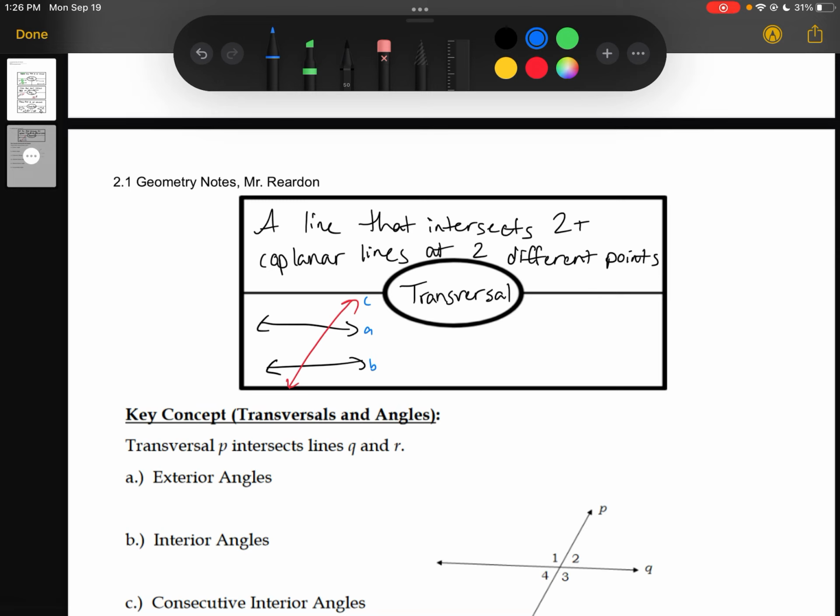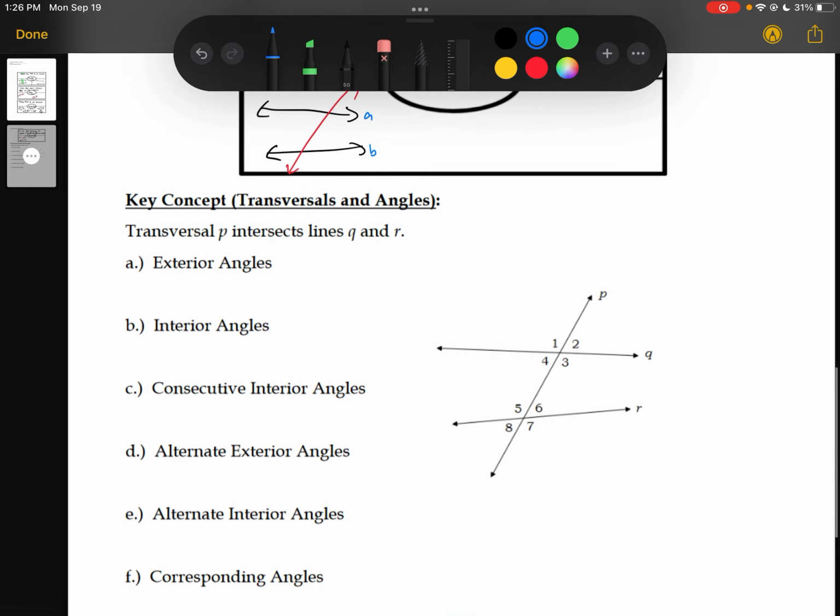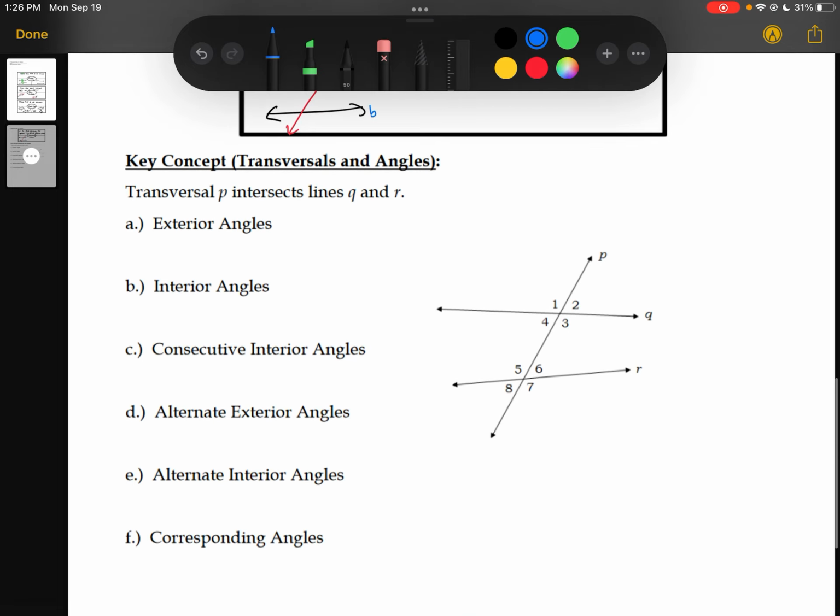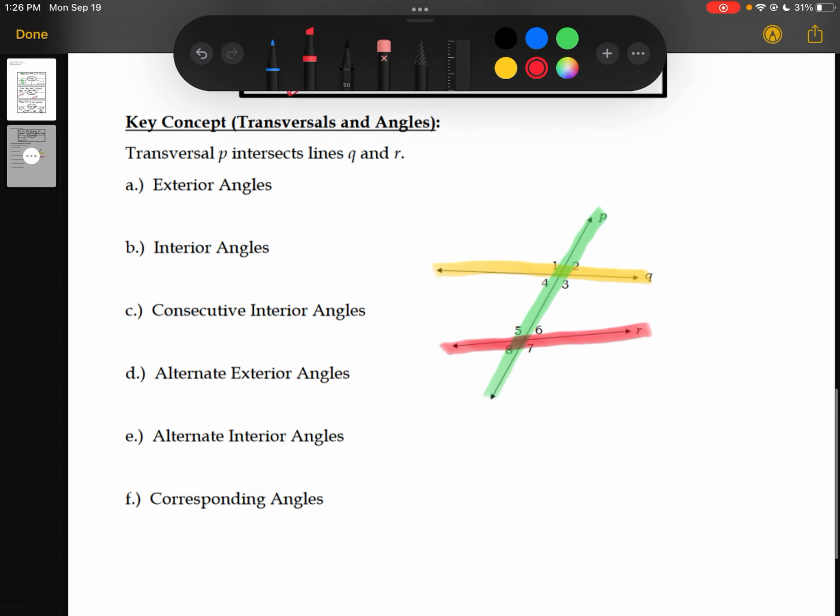So with transversals, there is a whole host of relationships that are created specifically when we see some parallel lines. So that's what we're going to be taking a look at here in just a moment, some of our vocab words for how these things work out. So transversal P, we'll take a look at this here. Transversal P intersects line Q, and it also intersects line R. And they give us 1, 2, 3, 4, 5, 6, 7, 8 different angles.